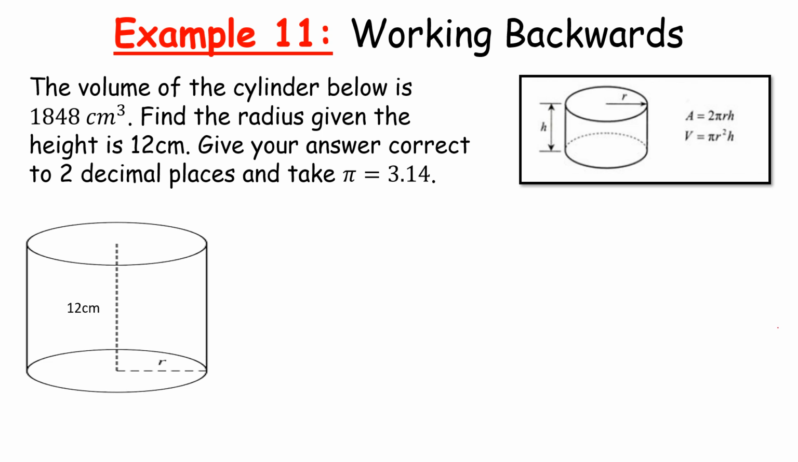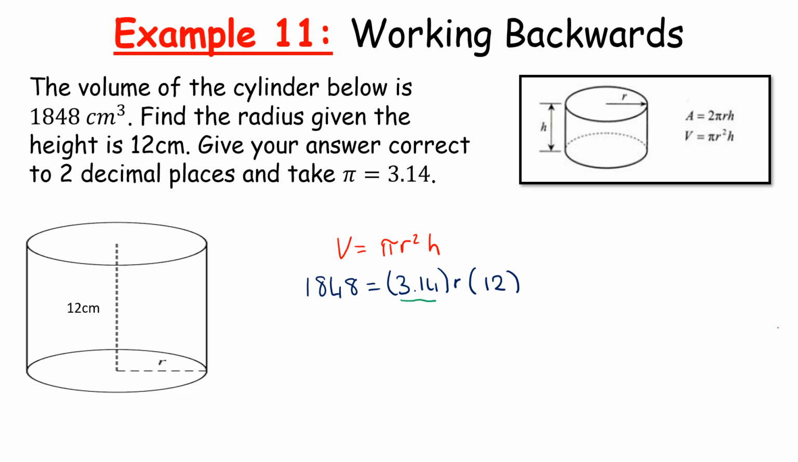Volume equals pi r squared h. We fill in what we know, so we know the volume is 1,848. We know pi is 3.14. We don't know the radius, but we know the height is 12. We do a little bit of cleanup on the right hand side.